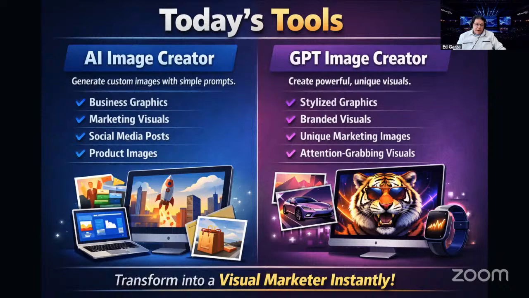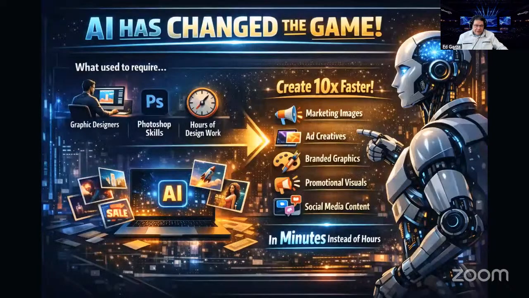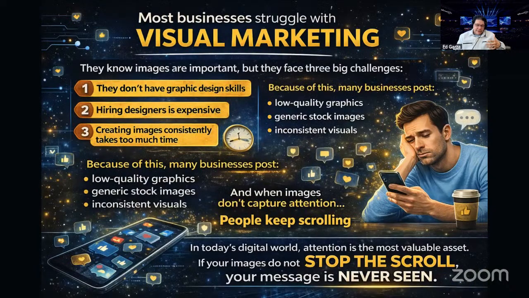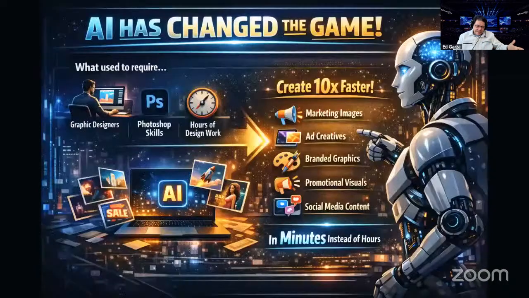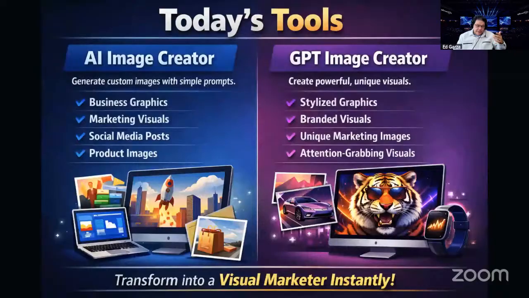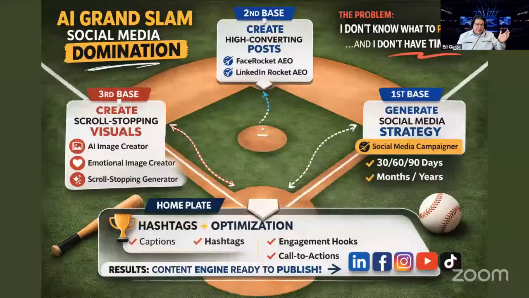But we're going to solve the problem of poor graphics, right? And speed up the process here this morning a little bit, transforming your visual game into a top level marketing company super, super fast. And we're going to show you the image tools this morning like that. Now, we talked about this yesterday. This is the AI Grand Slam social media domination.